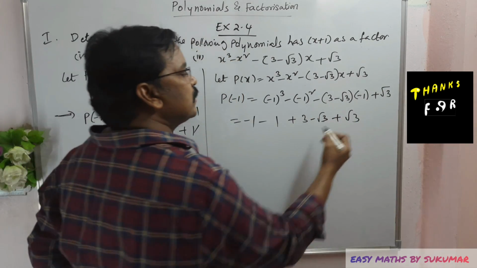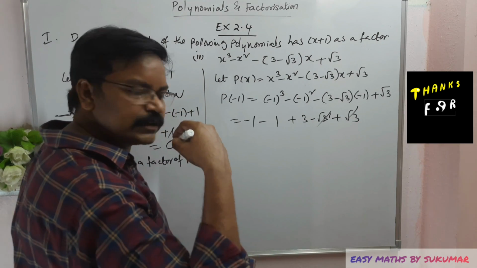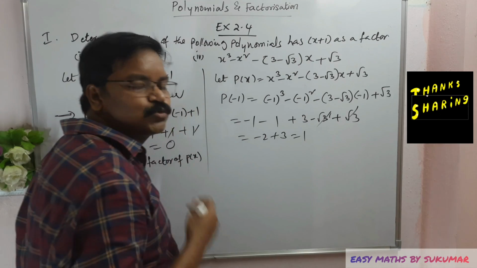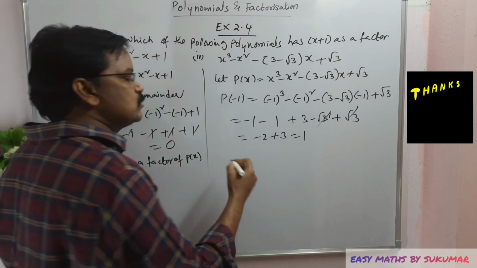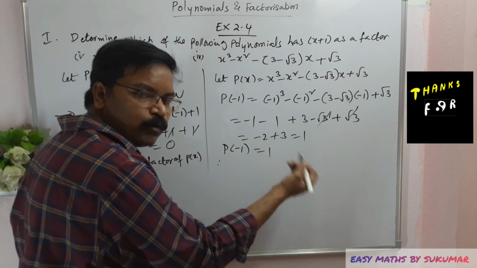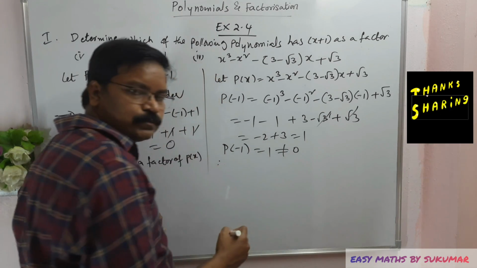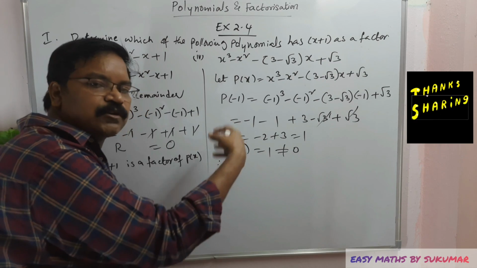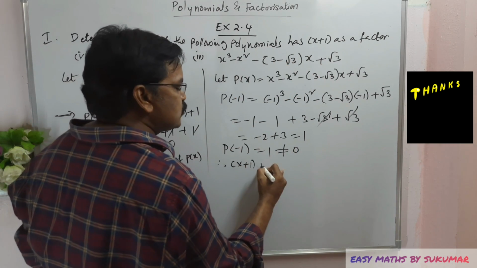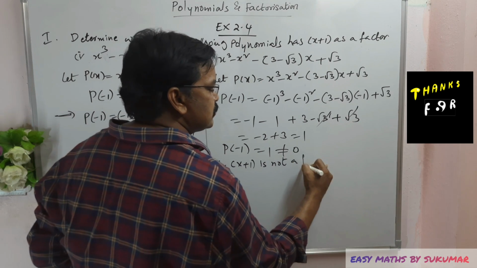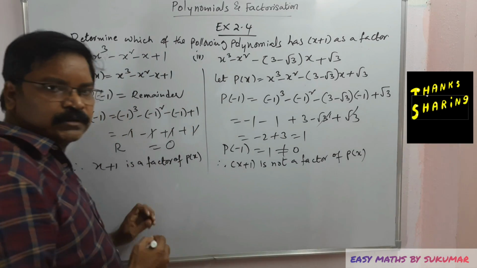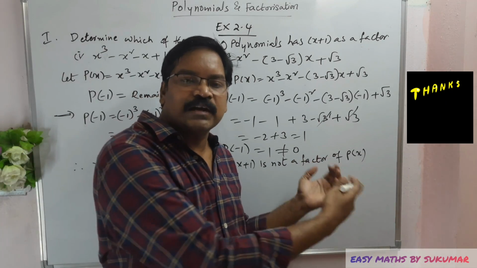Look here, my dear students. Here plus root 3 and minus root 3 get cancelled, and minus 2 plus 3 is plus 1. So P of minus 1 is equal to plus 1. Is it equal to 0? It is not equal to 0. If P of minus 1 were equal to 0, then x plus 1 would be a factor. Therefore, x plus 1 is not a factor of P of x.